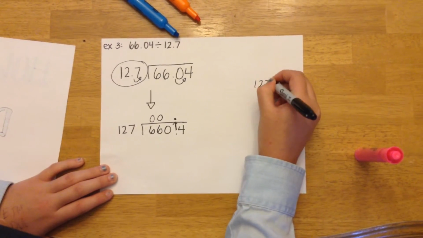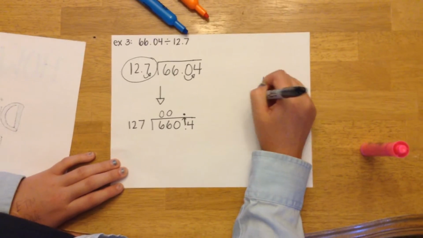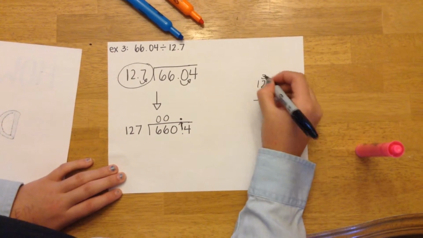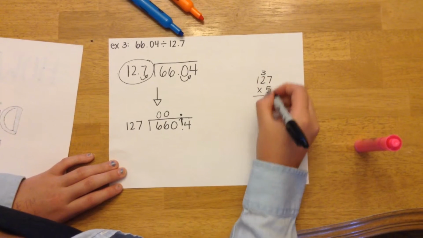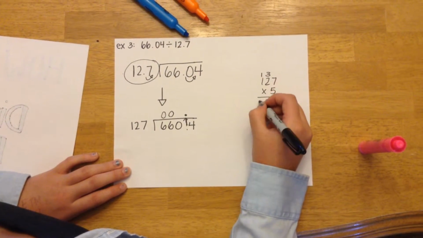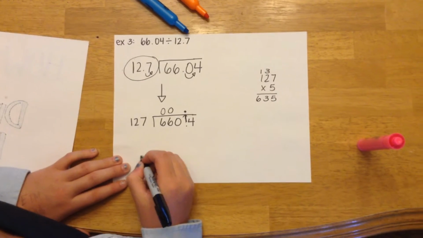I'm thinking that it's going to be 5 times, so I'm just going to do some rough work on this side just to be sure. 7 times 5 is 35. 5 times 2 is 10, plus 3 is 13. 5 times 1 is 5, plus 6, 635. That seems about right.